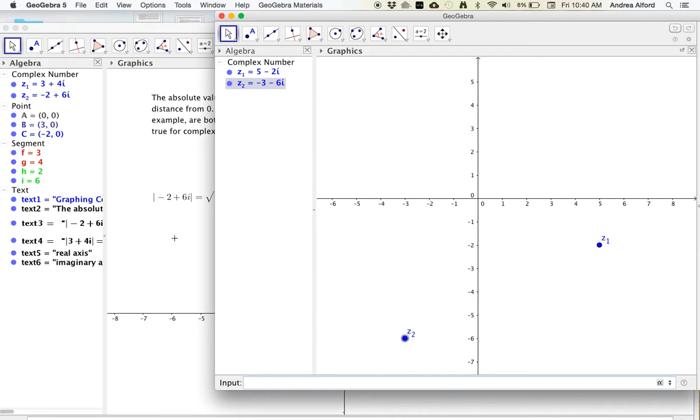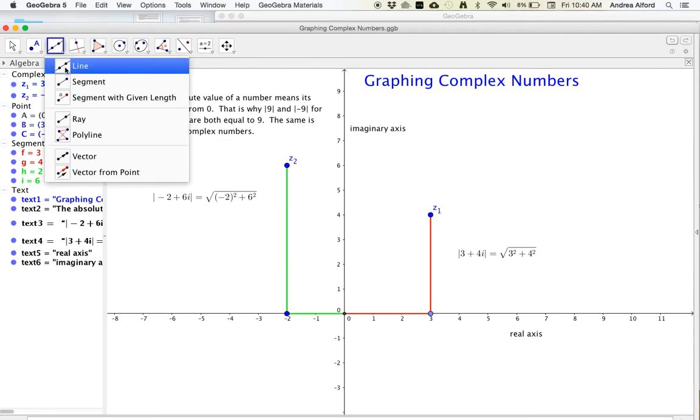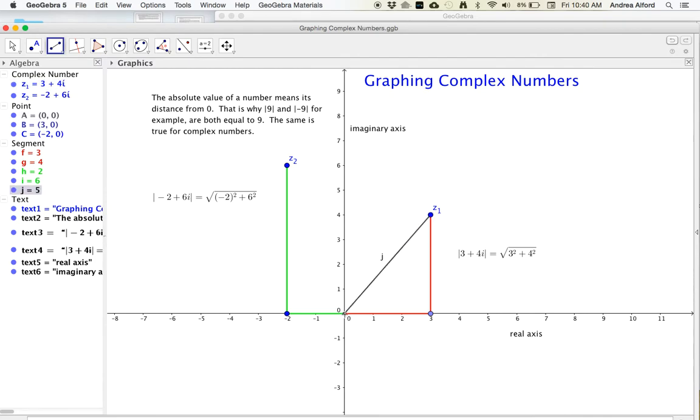Now, what about the absolute value? So if we look, absolute value of a number means its distance from 0. So that's why 9 and negative 9 have the same absolute value, because they're both 9 units away from 0. So the absolute value of 9 and negative 9 are both 9. Well, the same is true for complex numbers. When we talk about the absolute value of z1, we're talking about its distance from 0. Well, what is its distance from 0? Well, it's the shortest distance. So from here to 0, it's the hypotenuse of this triangle.